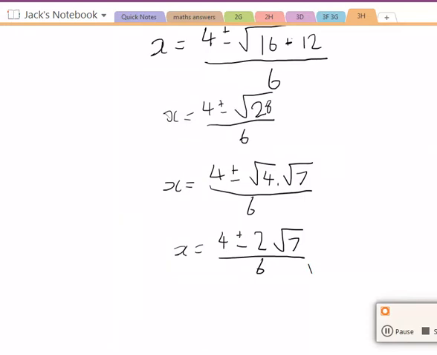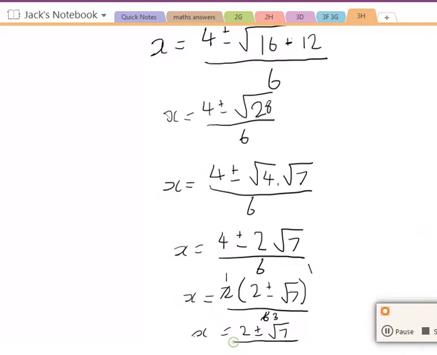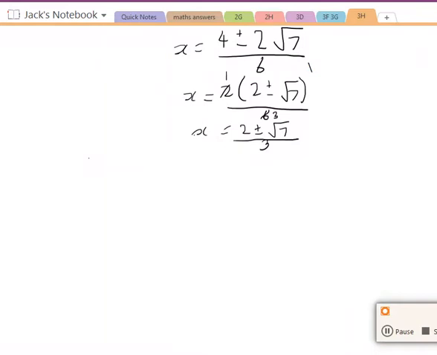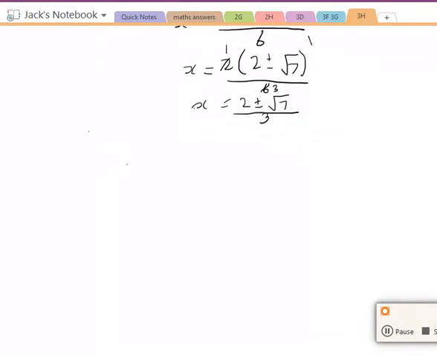So you still need to cancel that. So there's a common factor here in the top term. So pull 2 out the front. You're left with 2 plus minus root 7 all over 6. And then that cancels. 2 goes into 2 once, 2 goes into 6 3 times. x is equal to 2 plus minus root 7 all over 3. So either x is equal to 2 plus root 7 on 3 or x is equal to 2 minus root 7 on 3. Okay, so that's how you can use the quadratic formula.